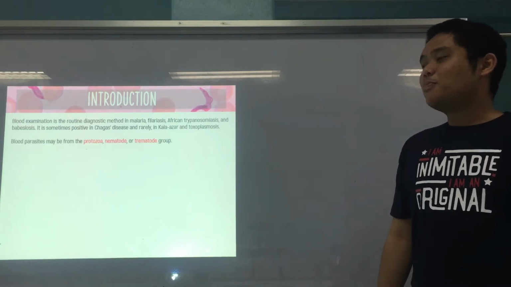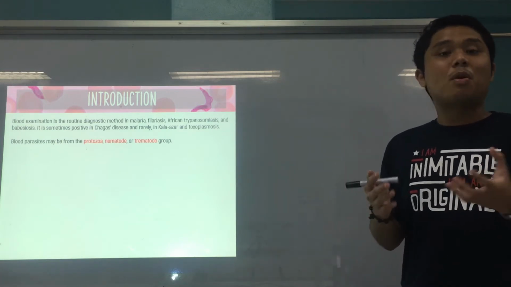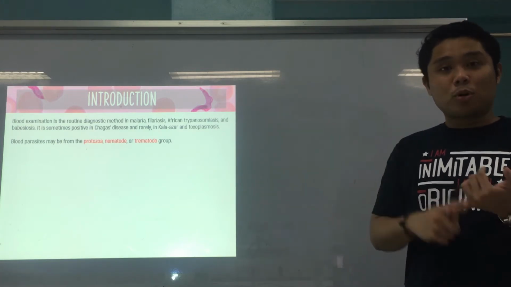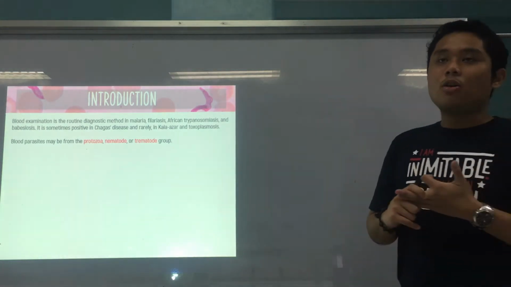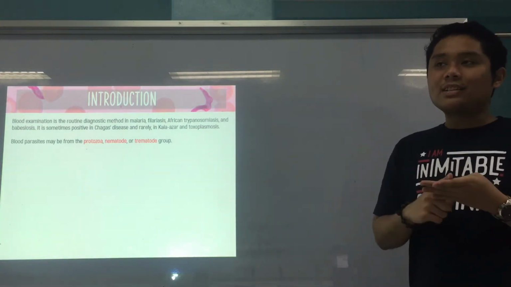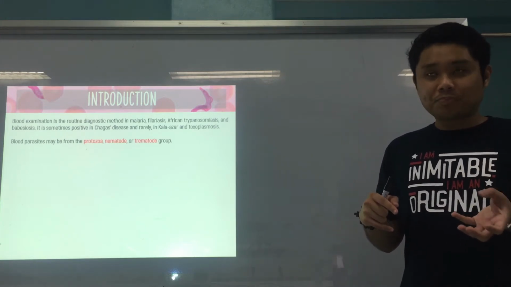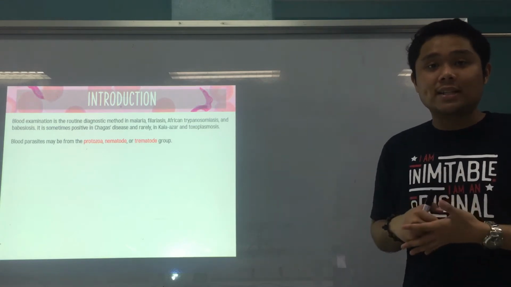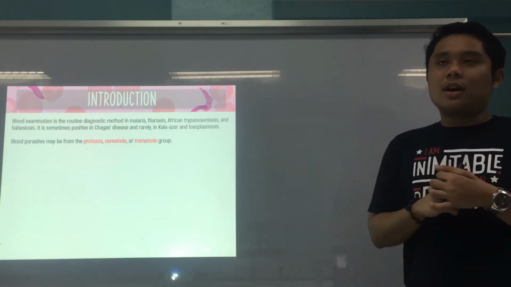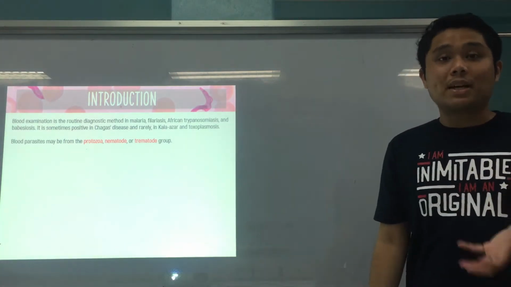Now, blood parasites can come from a wide range of groups of parasites. They can be protozoa, most of them are protozoa. They can also be trematodes, and also nematodes. For cestodes, we have tissue cestodes, your Echinococcus, but they don't necessarily infect or invade your blood. So most of the time, these are the major groups where you can see blood parasites.